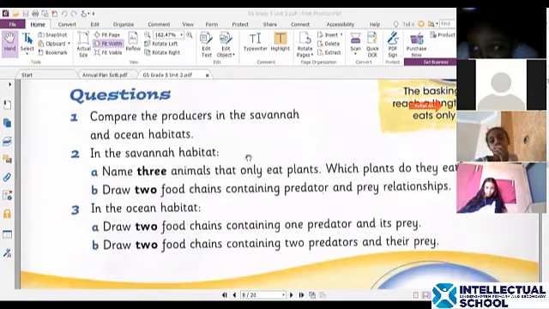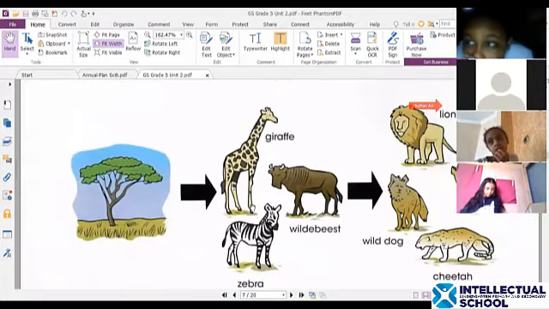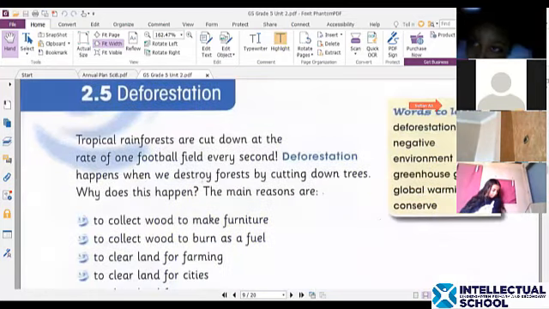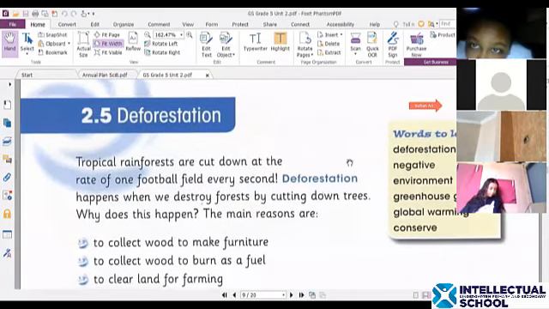So we answered most of these questions. Name 3 animals that only eat plants: you have to just see this one. Giraffe, wildebeest, and zebra. They eat the trees. And others are also similar. So let me see the time. We have almost 5 minutes, so we can finish this one.